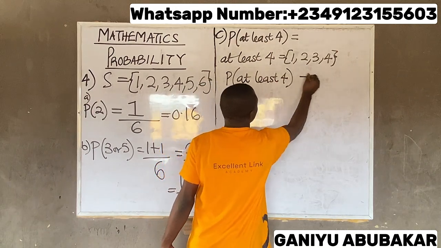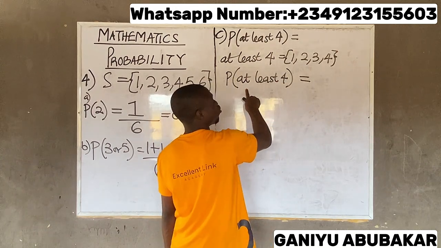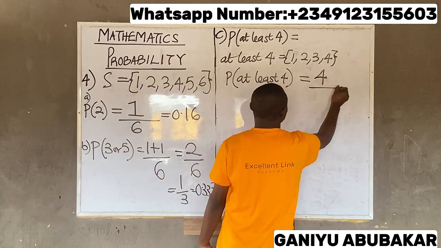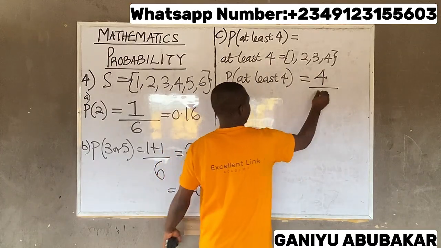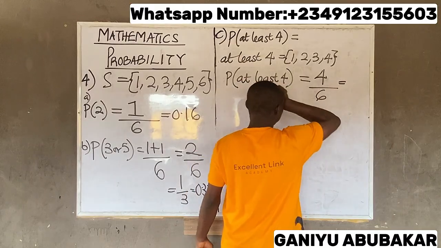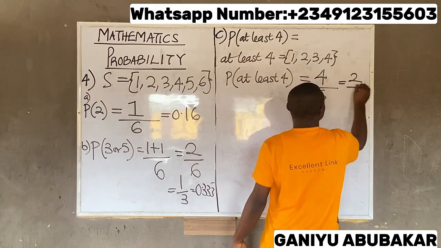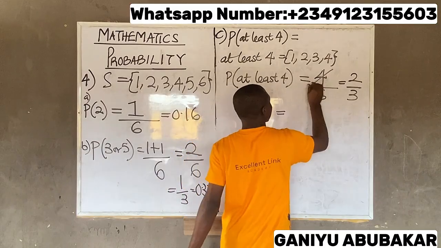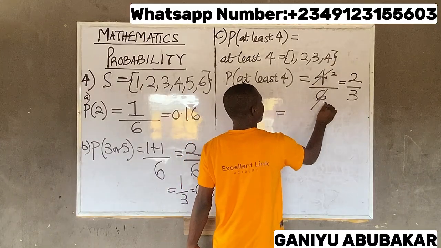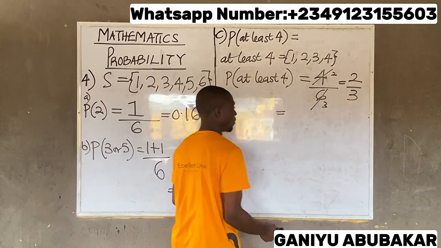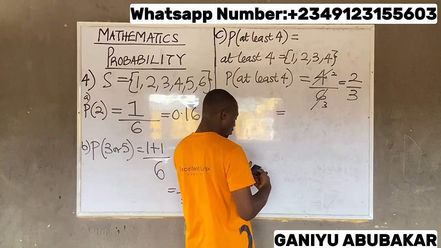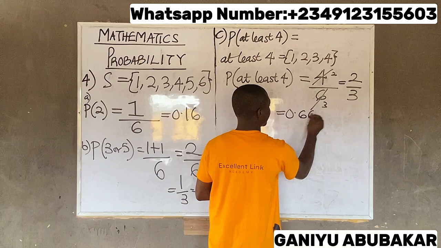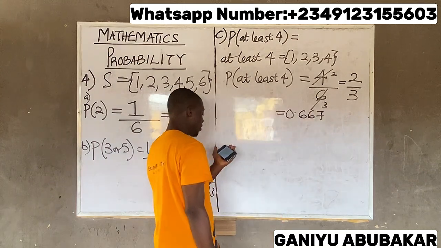So the probability of getting at least 4 will be equal to what there? All possible outcomes of at least 4, that's 1, 2, 3, 4. That's 4, all over what there? Total outcome, that's 6. So 2 here gives you 2, 2 here gives you 3. That's 2 over 3. If I divide 2 over 3, I'll have about 0.667. That's your answer to that, please.